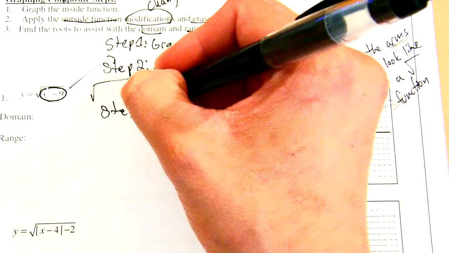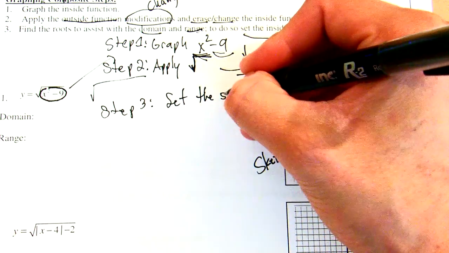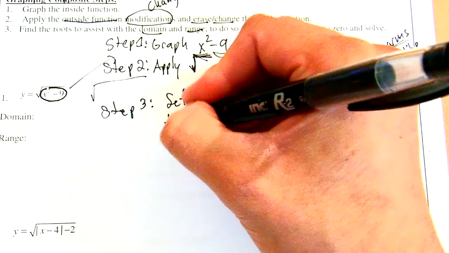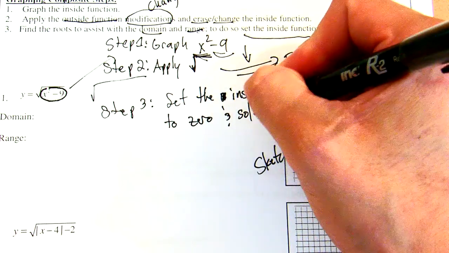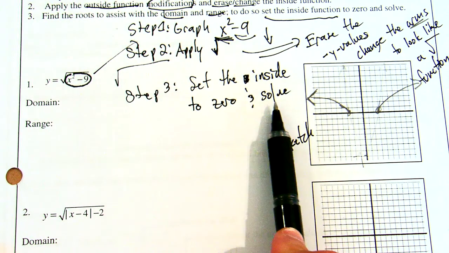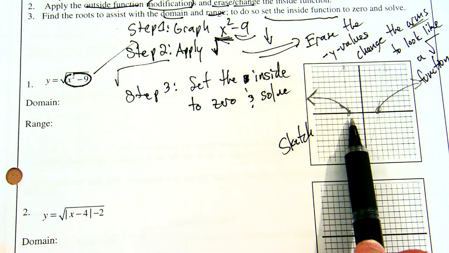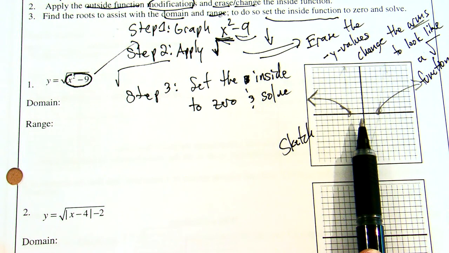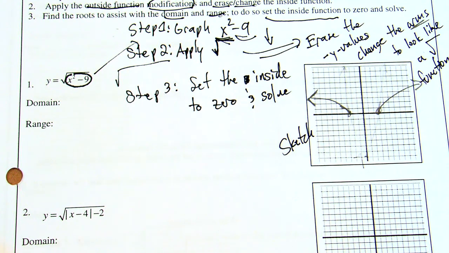So we're going to do the last step now. Step number 3. I'm going to set the inside to 0 and solve. And you might be wondering, well, why am I doing this? I already know. Because if we try to find the domain here, notice it goes from negative infinity to here, right? But then it stops here. I have to know exactly where this point is. So that's why I need to set the inside to 0. I need to find the roots, okay?